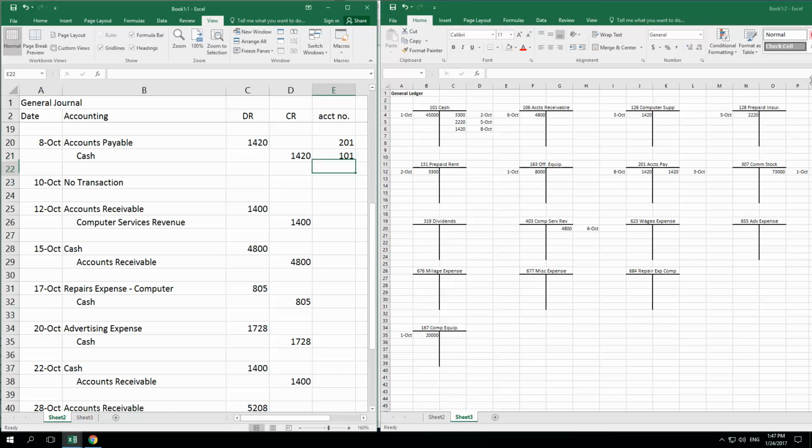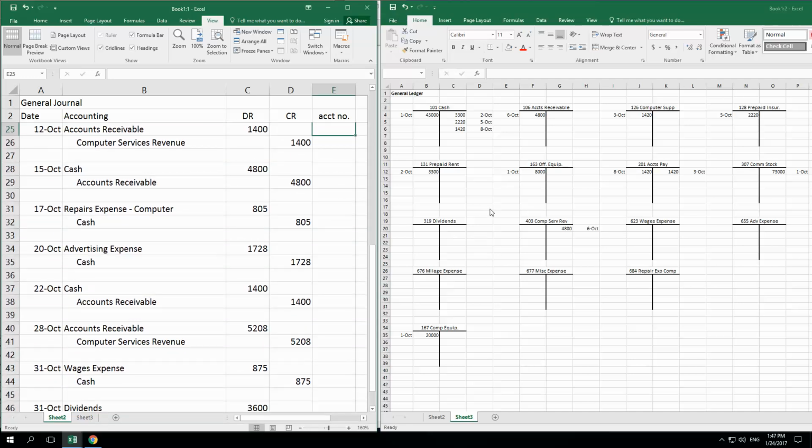Okay, no entry on the 10th. On the 12th, accounts receivable is debited for 1,400. And computer service revenue is credited for 1,400. Sorry. Almost put it in the wrong account. Computer service revenue is here, 1,400. Accounts receivable is 106 and computer service revenue is 403. Just to check off that we put it there.